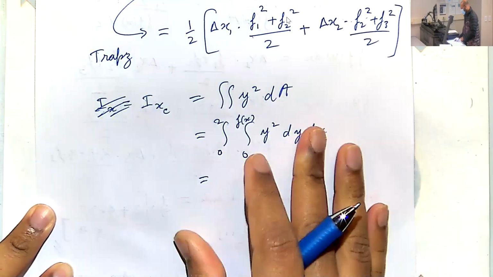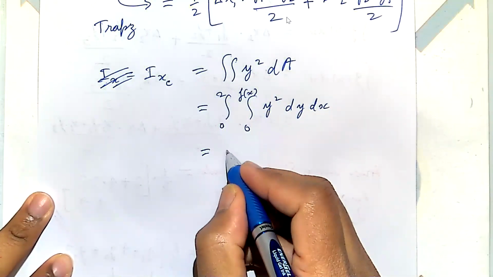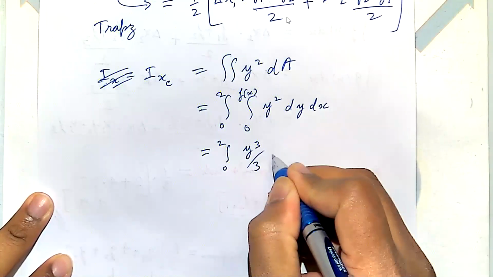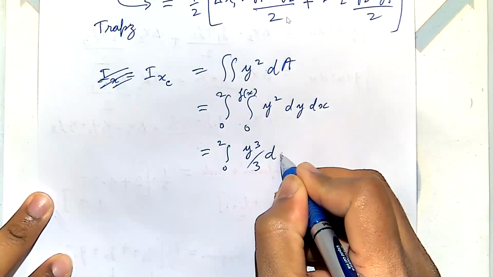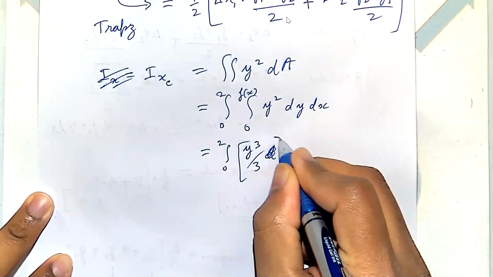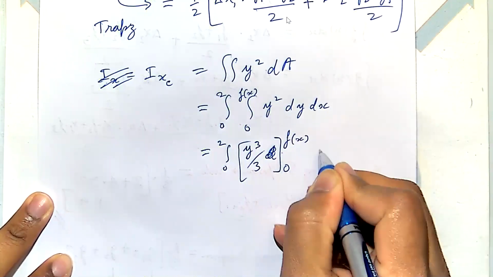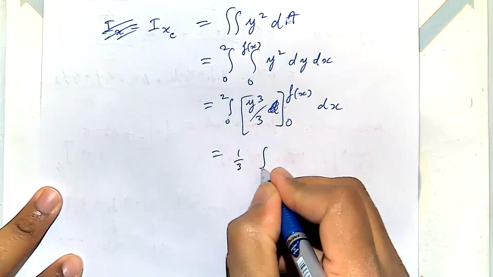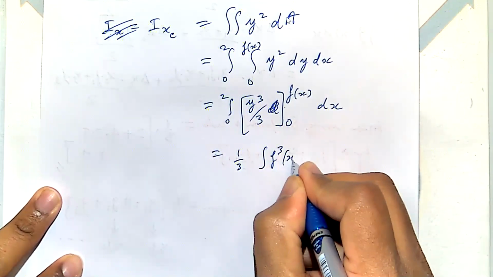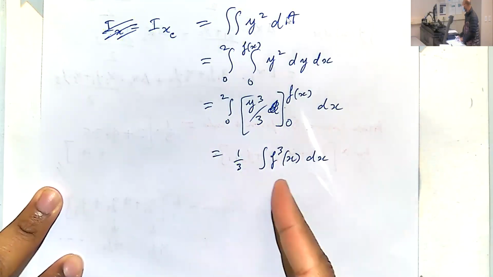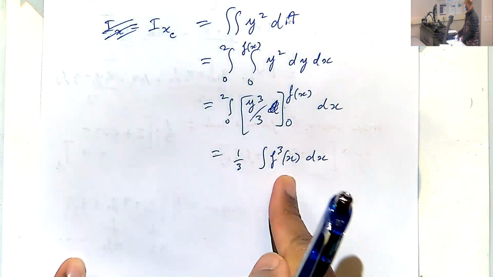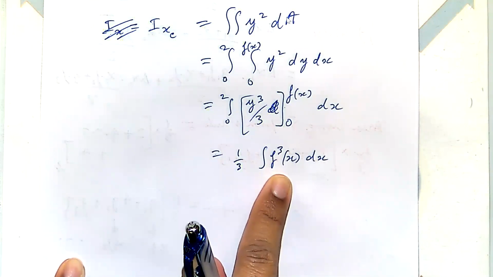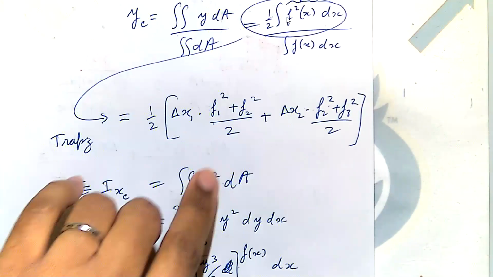Okay, next. It's equal to the integral from 0 to 2 of y cubed over 3, from 0 to f(x), dx. So that's 1/3 the integral from 0 to 2 of f cubed(x) dx. Can you integrate this numerically? Oh, yeah, that's 0 to 2. Yeah, I just cubed the f of x.